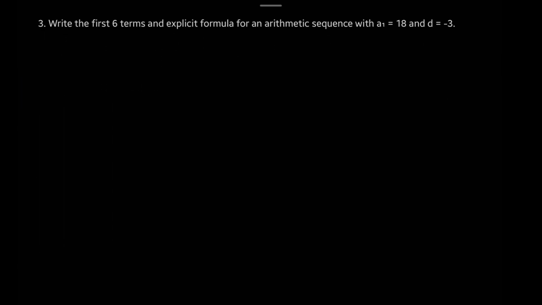Write the first 6 terms, an explicit formula for an arithmetic series, a sub 1 being 18 and the common difference -3.